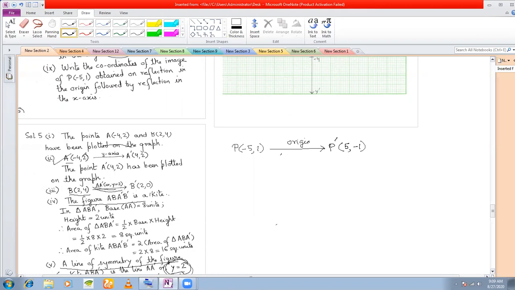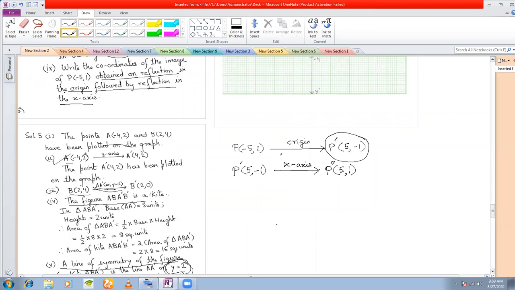So you have got the first part, obtained on reflection in the origin, followed by reflection in the x-axis. Now whatever point that we have got here, this point P dashed is now reflected in the x-axis. If this point is reflected in the x-axis, then this transforms to P double dash, and you know that if a point is reflected in the x-axis, only the y coordinate changes, right? So 5 and minus 1 changes to 5 and plus 1.